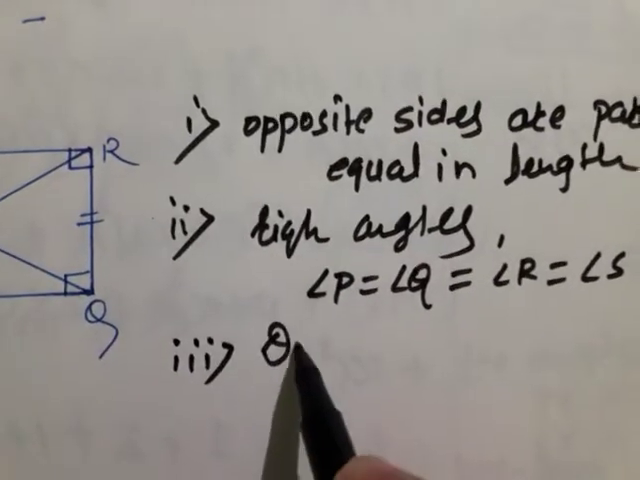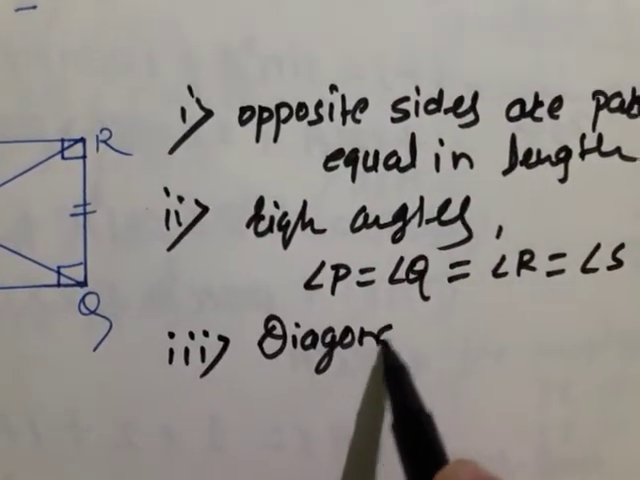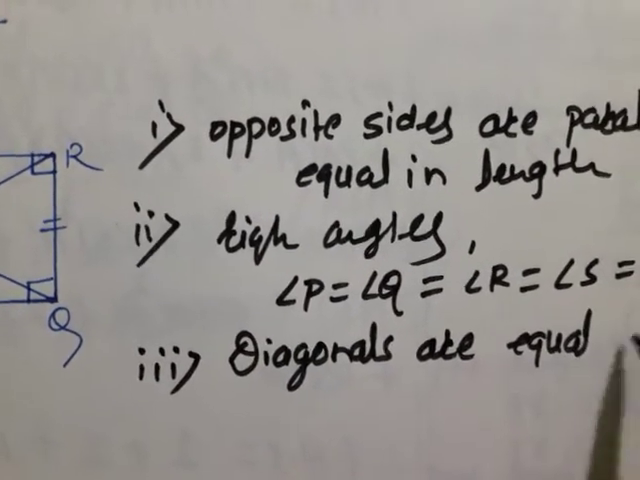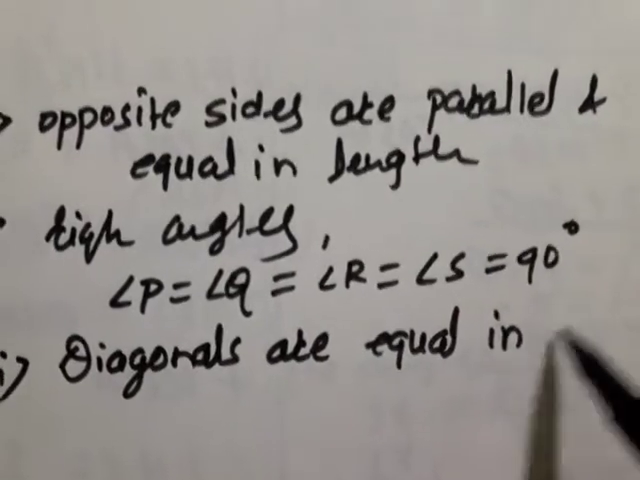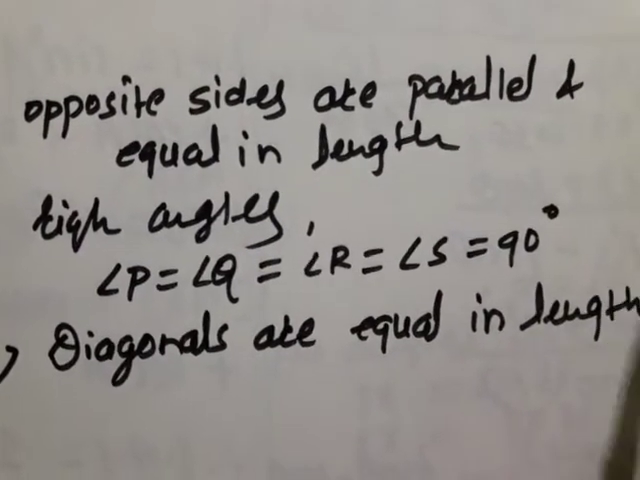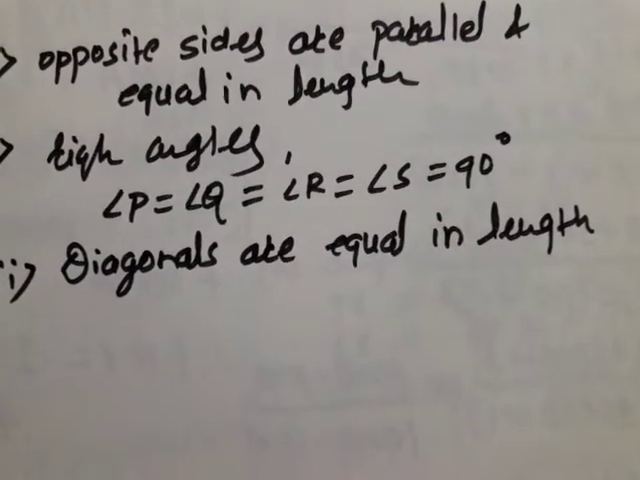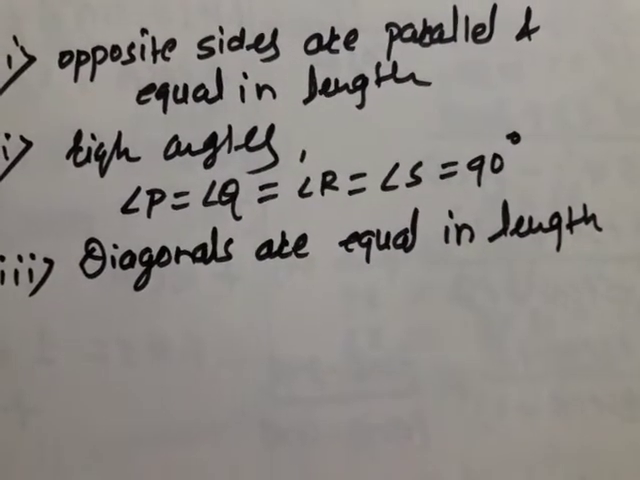Diagonals are equal in length. Do you understand what I said? Diagonals are equal in length. Equal length में होता है.